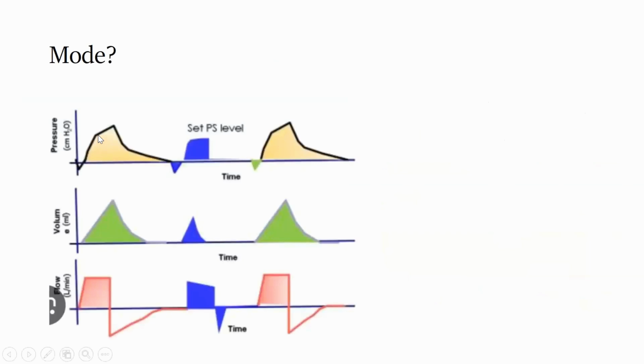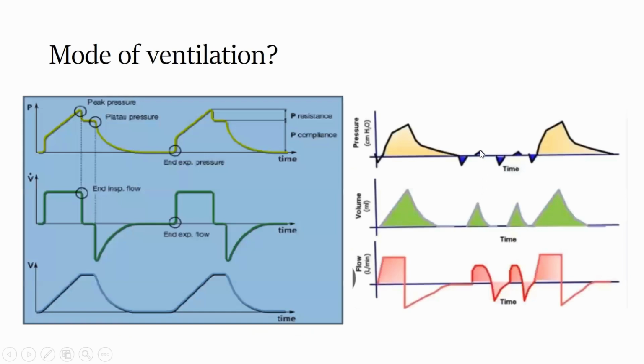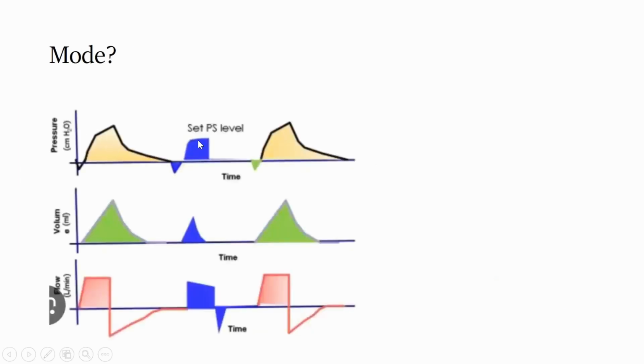So what will be the mode here? Still the same, SIMV volume control. Here, as compared to this one, the tidal volumes are very low, so we are putting a little bit of pressure here. So there is a set pressure support. These are blended modes of SIMV, volume controlled SIMV with pressure support ventilation.